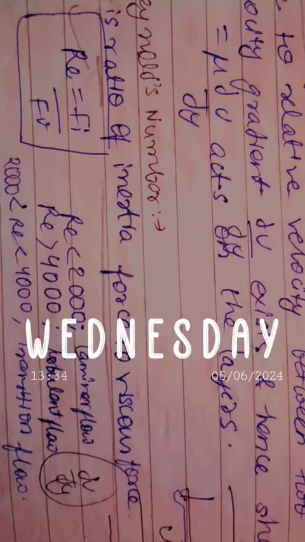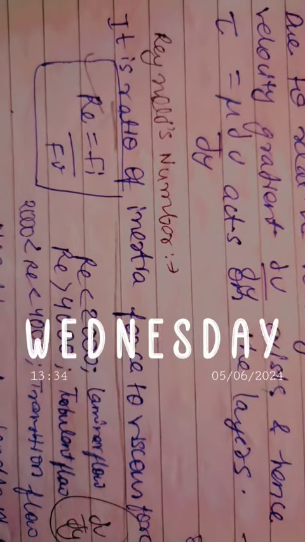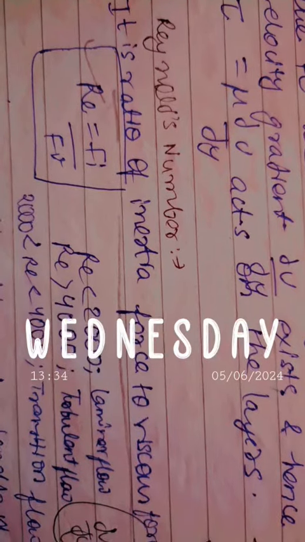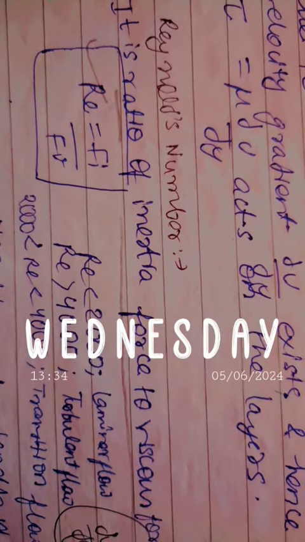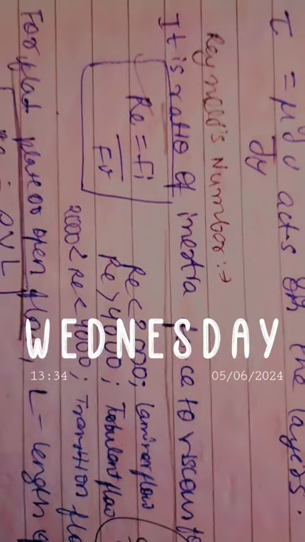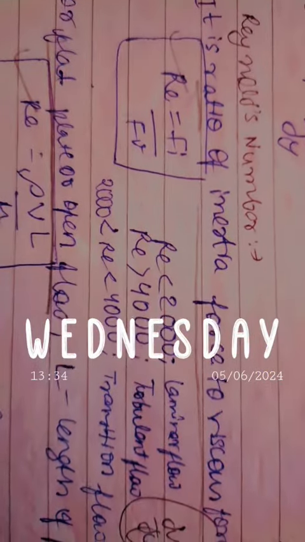It is simply a shear stress which works on the fluid. Its formula is given by tau is equal to mu du upon dy, where du is velocity and dy is displacement of fluid. And after this we will study Reynolds number.